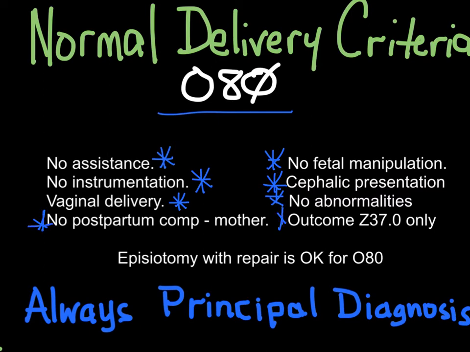The outcome is only Z37.0, meaning single live born. Any other Z37 designation does not allow for the use of the O80 code. However, there is one little exception. If an episiotomy with repair is performed, it's okay to still consider that a normal delivery. Please note that when you do opt to use this O80 code, remember that it is always a principal diagnosis. It's always listed first. This code is explained at length in the handbook, so please spend a little time with it this week.